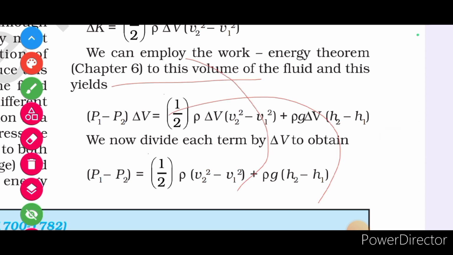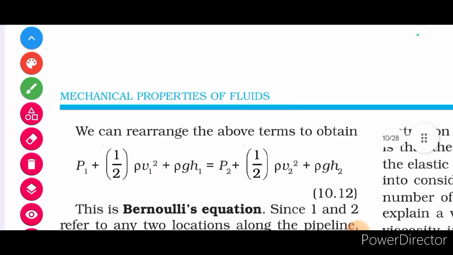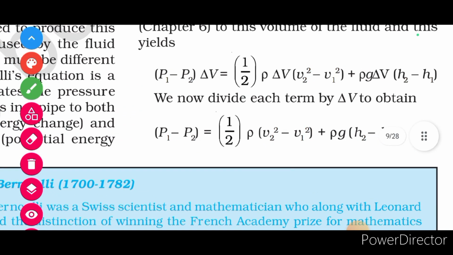So what we will be left with is P2 minus P1 is equal to half rho (v2 square minus v1 square) plus rho g (h2 minus h1). And when we rearrange it, we'll just take the P1, half rho v1 square, and rho g h1 on this side.